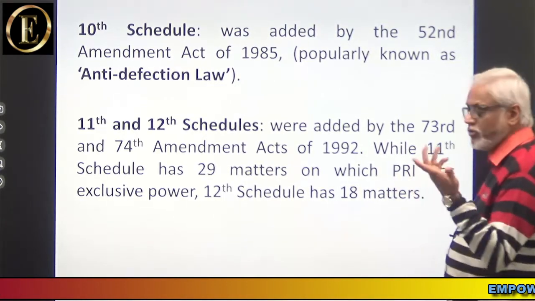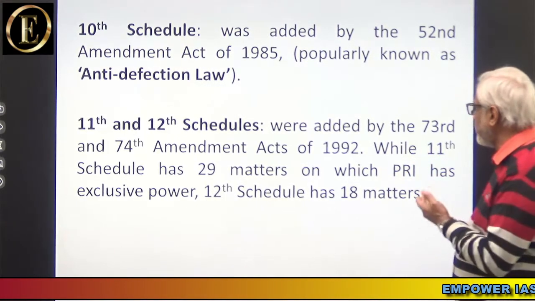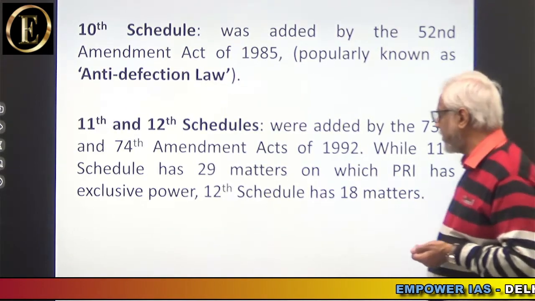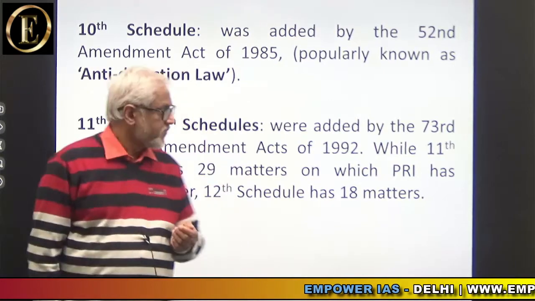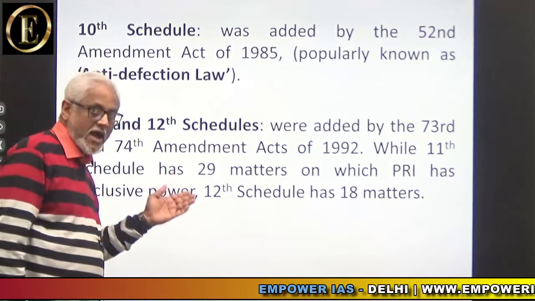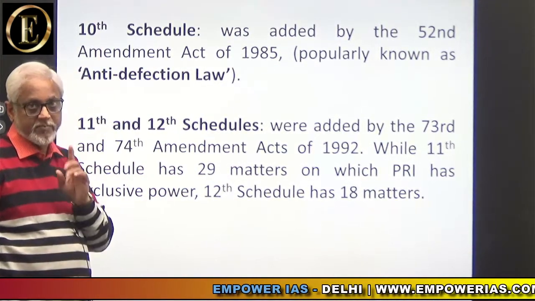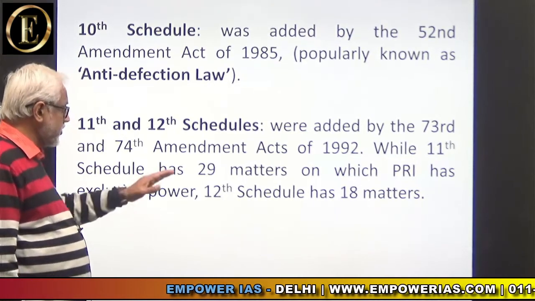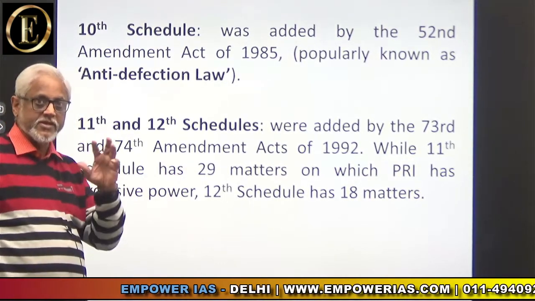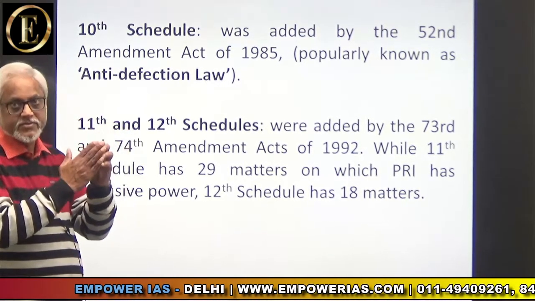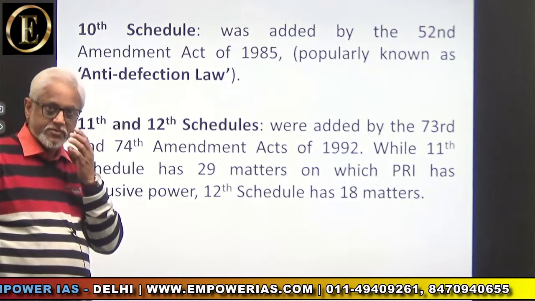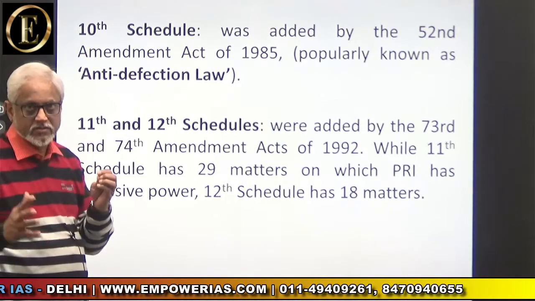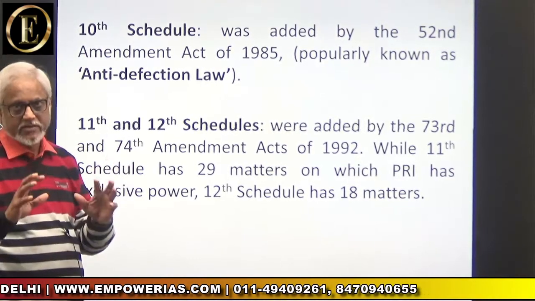The 11th and 12th schedules you all know, very popular, were added by the 73rd and 74th Amendment Acts of 1992. The 11th schedule has 29 matters for PRI. Be careful about that. It is not uniform. 29 matters have been given from the state list to the panchayat list, and the provision is made, but it may take some time.